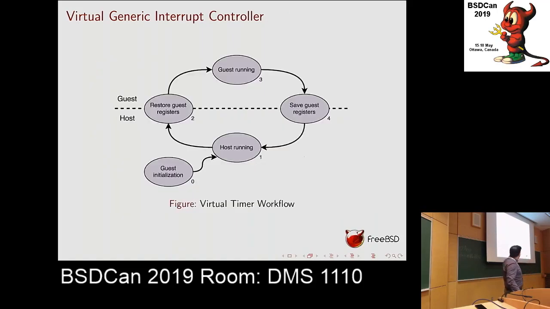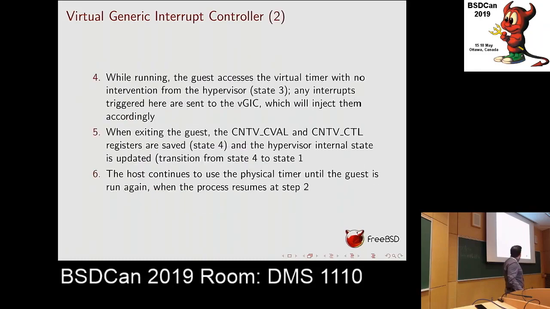Further, the guest can run with access to the virtual timer without any interrupts from Bhyve. Also, any interrupts that are triggered here are sent to the VGIC, which will inject them accordingly. When exiting the guest, we save the registers, the CNTV_CVAL and CTL, and the hypervisor internal state is updated.